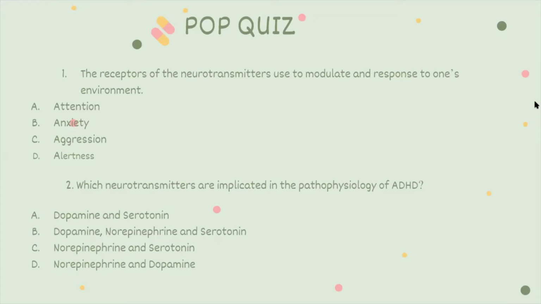Question 2. Which neurotransmitters are implicated in the pathophysiology of ADHD? A, dopamine and serotonin. B, dopamine, norepinephrine, and serotonin. C, norepinephrine and serotonin. D, norepinephrine and dopamine.